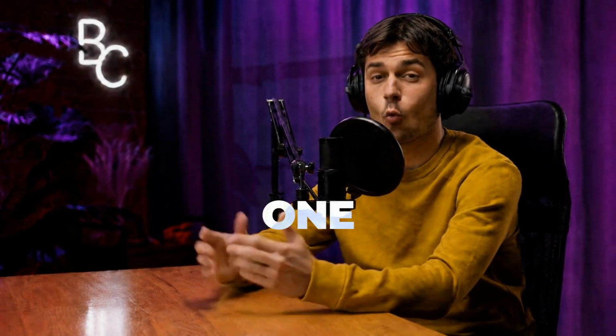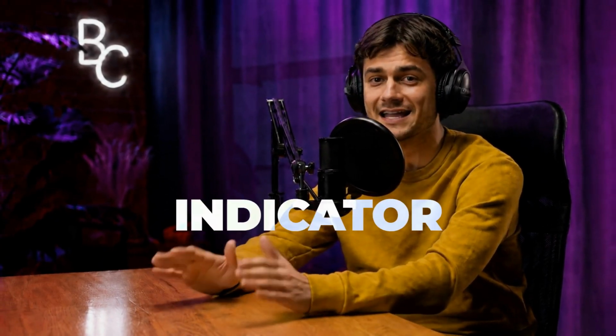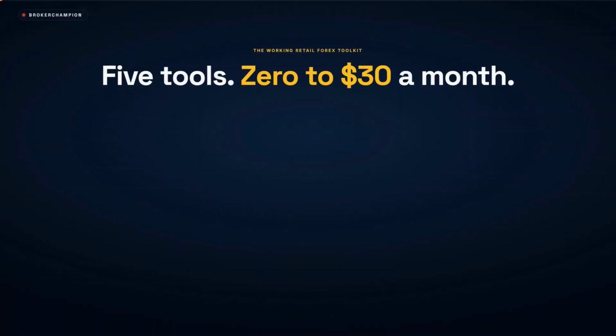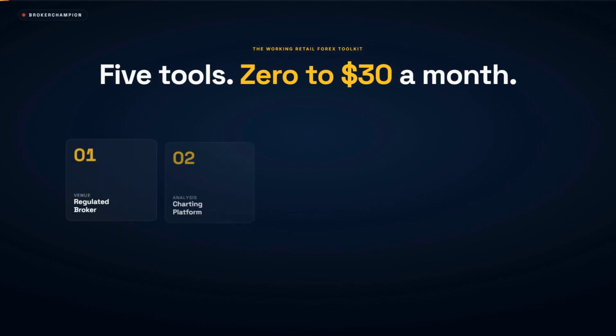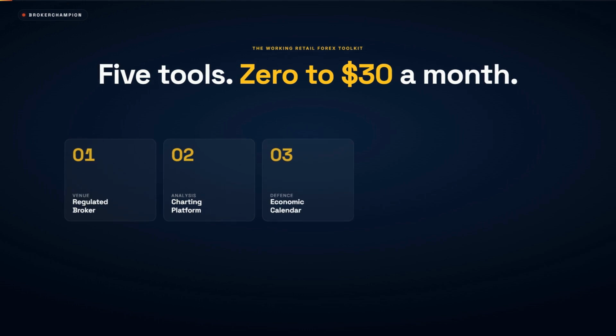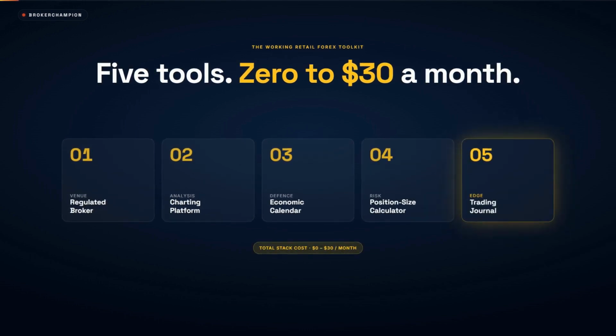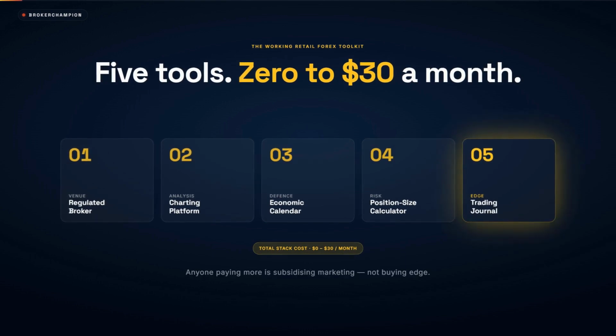5 tools run a working forex stack. One cheap habit beats every indicator combined. Here's the list. The working retail Forex toolkit is shorter than you think. 5 things: a regulated broker, a charting platform, an economic calendar, a position size calculator, and a journal. Total cost, $0 to about $30 a month. Anyone paying more is subsidizing marketing, not buying edge.